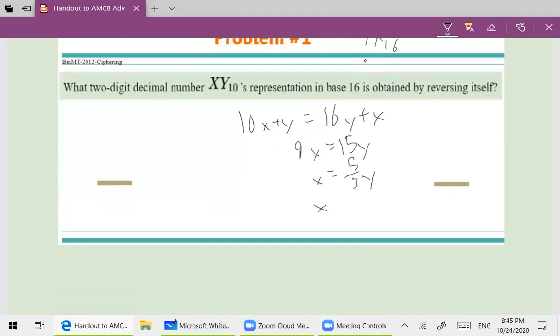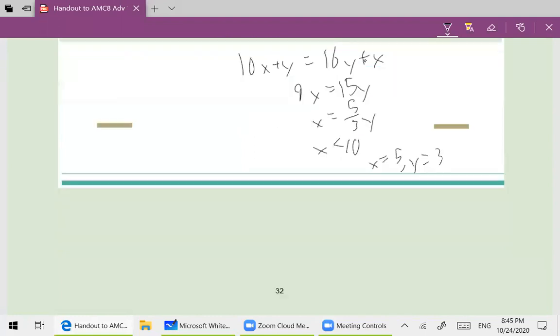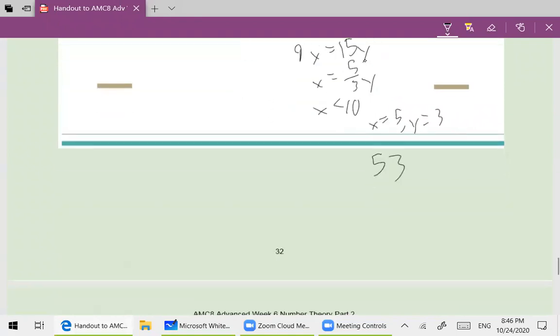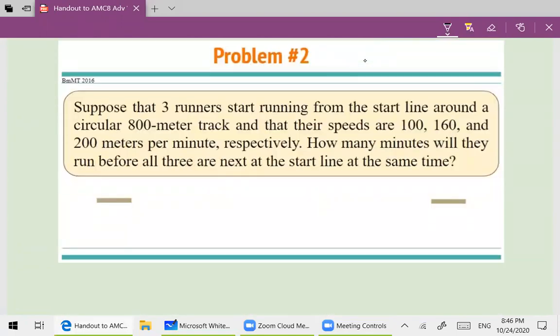And you know that x is less than 10. So the only possible solution is x equals 5 and y equals 3. So the two-digit decimal number is 53. And here's your next exercise.